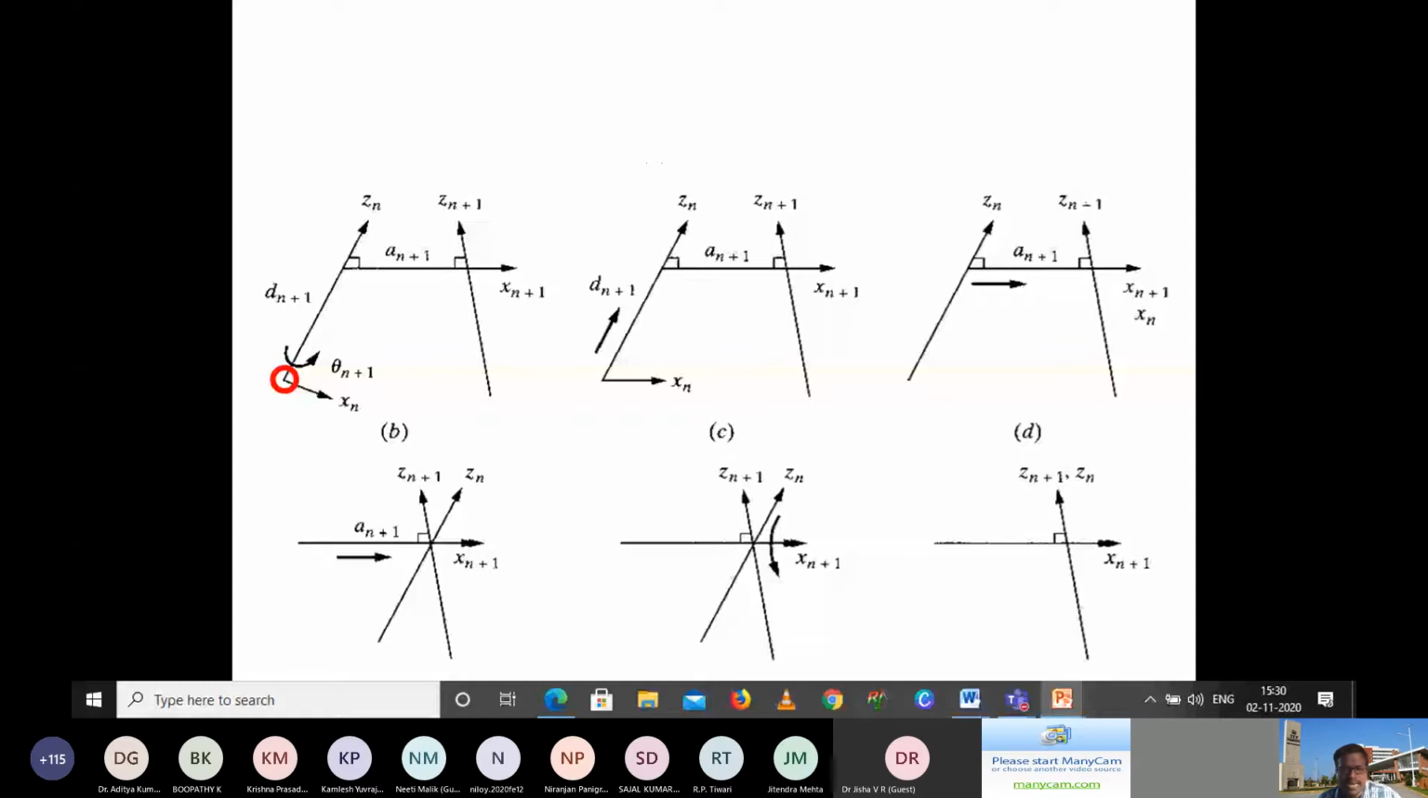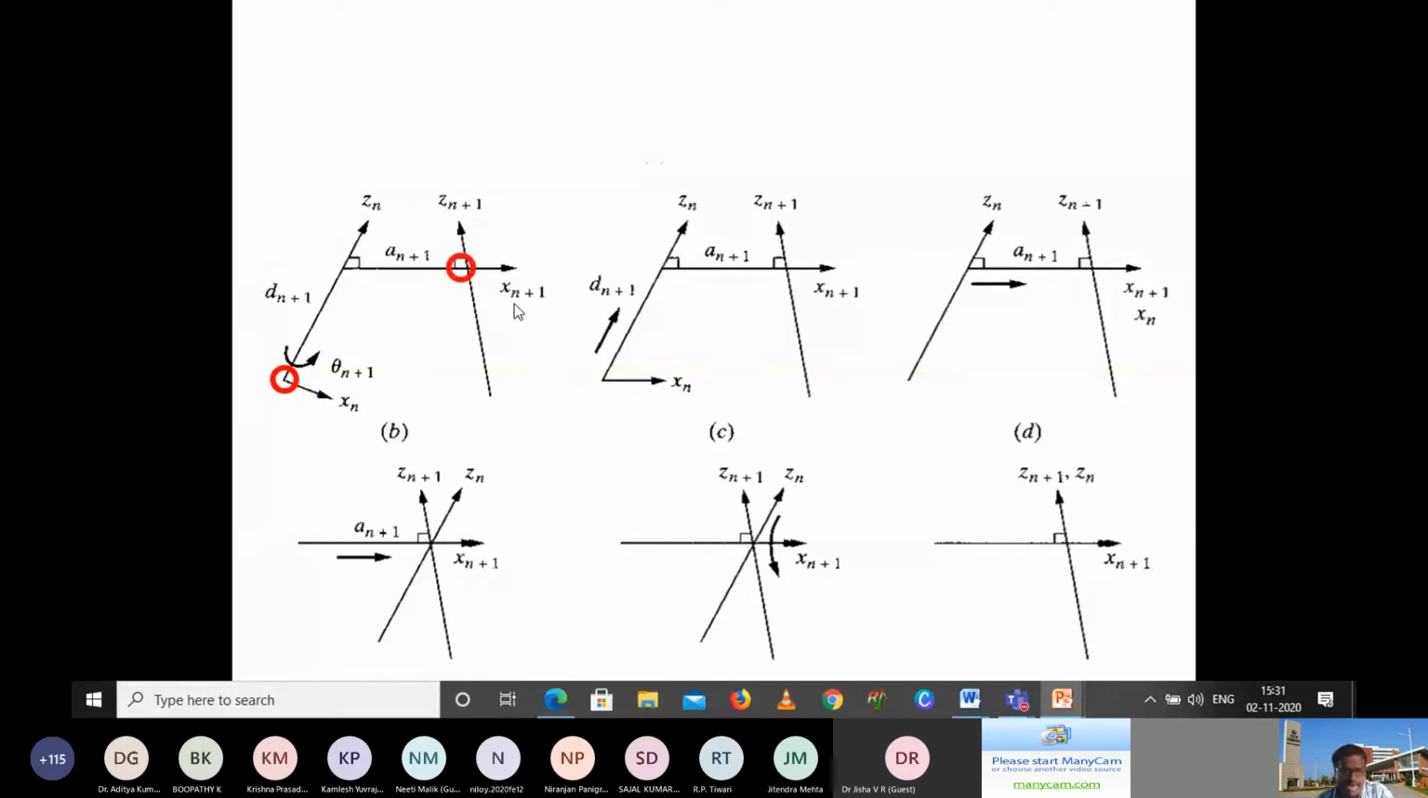What do I have to do? I cannot translate, that is sure, because xn is in one direction and x n plus 1 is in some other direction. Even if I translate, both will not be parallel. So first, in the DH parameter, they have rotated about the zn axis. When you are rotating about the zn axis, it is like an L angle, you can understand. When I rotate about zn, obviously xn will align with x n plus 1.